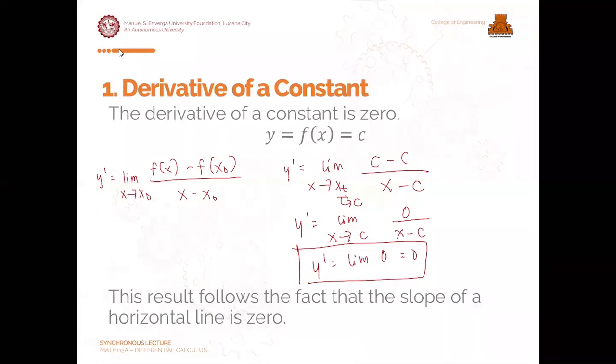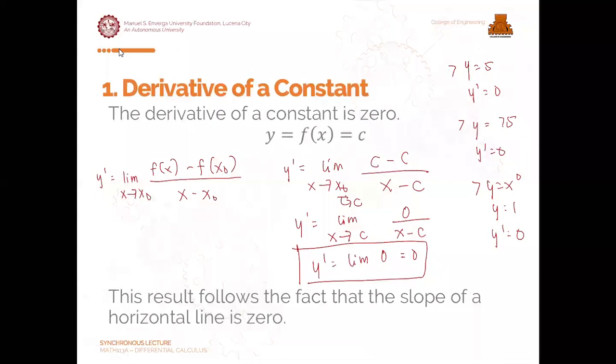For example, if we have y equals 5, automatically our y prime is equal to 0. If we have y equals 75, since it is a constant, it is always equal to 0. If we have y equals x raised to 0, x raised to 0 is equal to 1, so our y prime is equal to 0. Okay? Those are our examples.